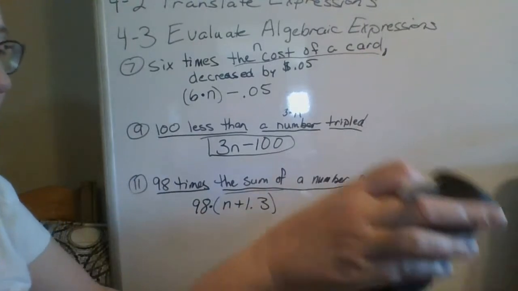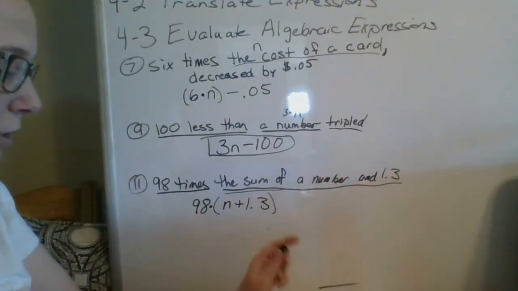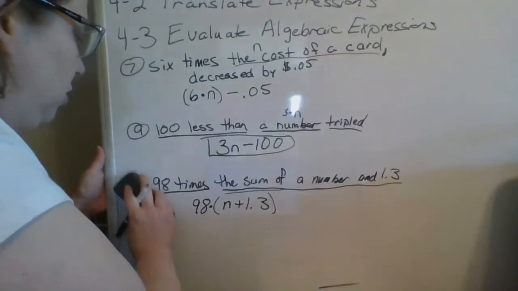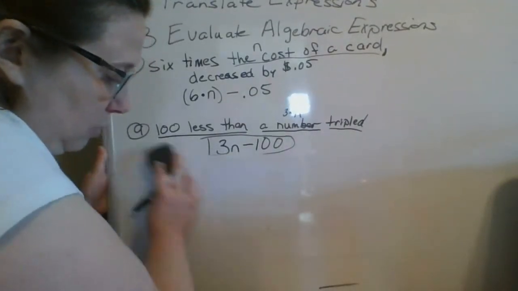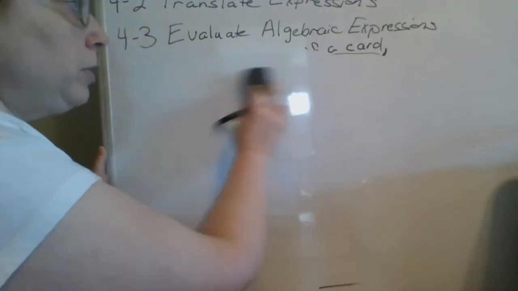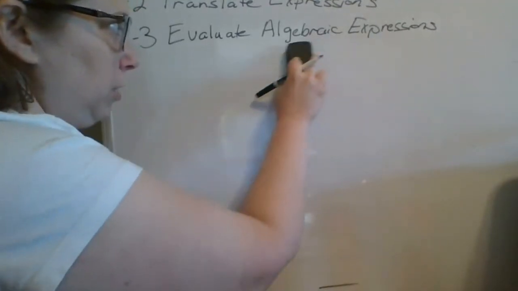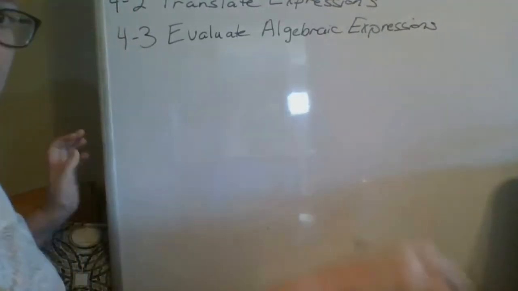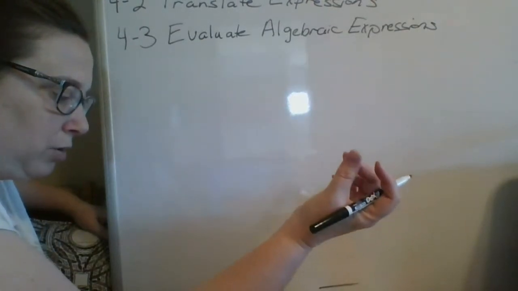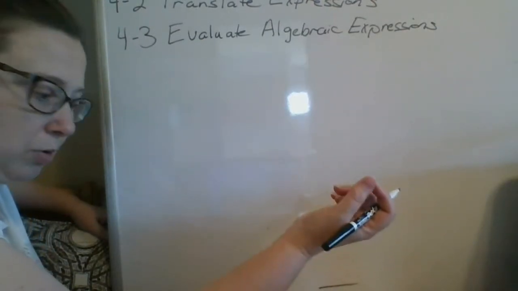4-2. So we're going to move on to some examples here from 4-3. 4-3, the first section tells us to evaluate each expression. Because we're dealing with variables here and because it's saying evaluate, that means that they are going to tell us what the variable equals.